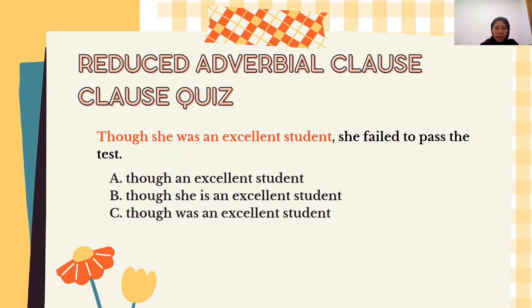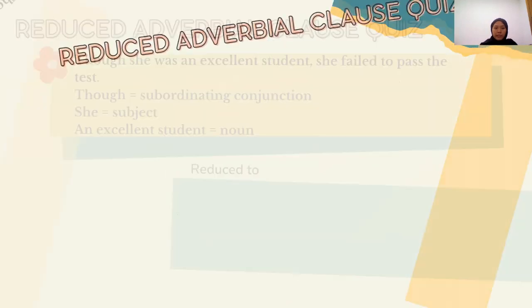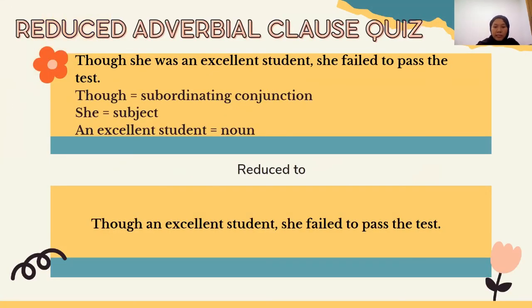A, though an excellent student. B, though she is an excellent student. Or C, though was an excellent student. The right answer is A. Though an excellent student, she failed to pass the test.